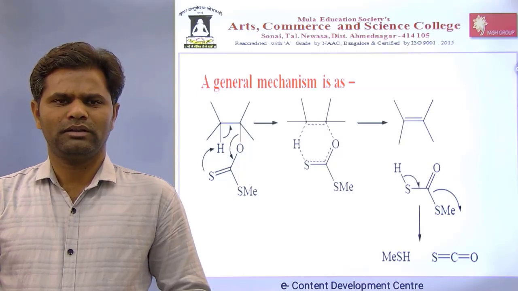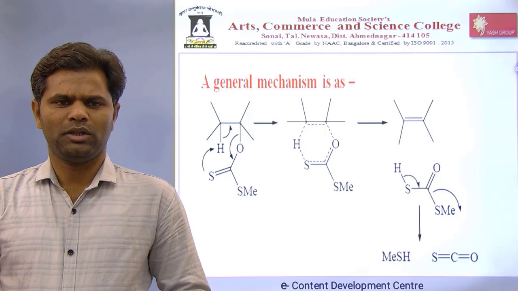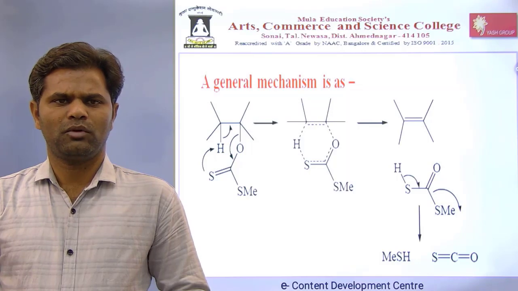Along with this one, there is a formation of byproduct SH C double bond O SMe. When it undergoes further changes, there is a formation of thiomethanol MeSH plus carbonyl sulfide C double bond S double bond O as a byproduct. But we are going to mostly focus on the olefin formation.